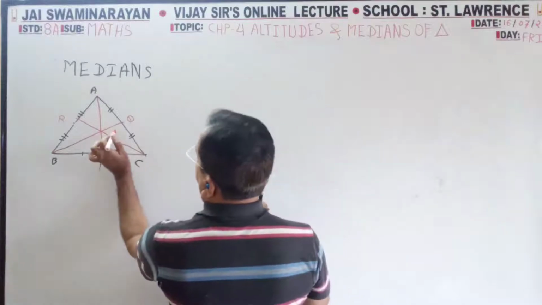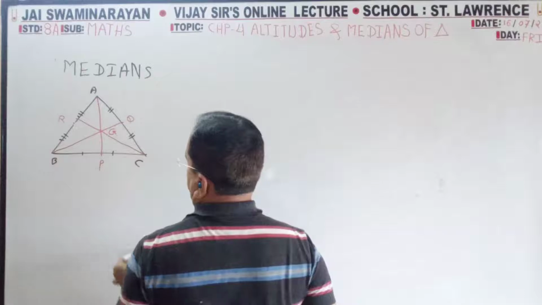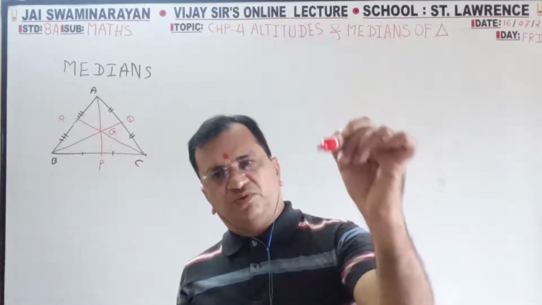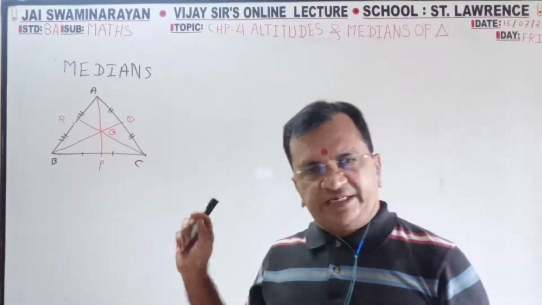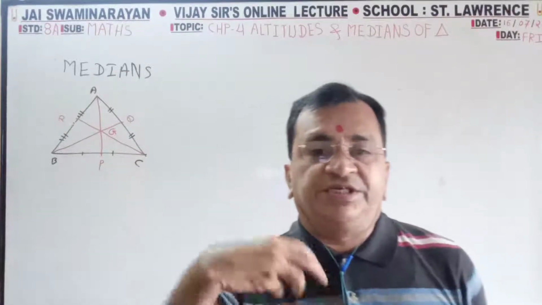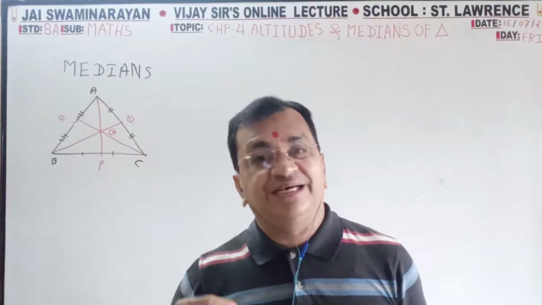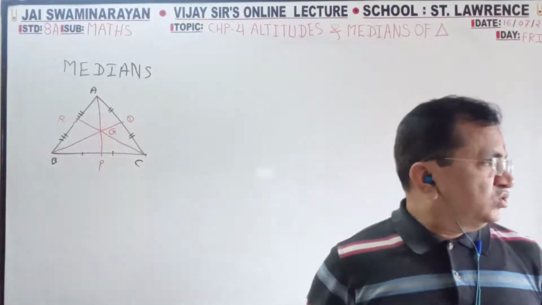The medians always meet at G, the centroid. The three lines are concurrent because they pass through one point. That one point is known as the point of concurrency, and the three lines are said to be concurrent lines.